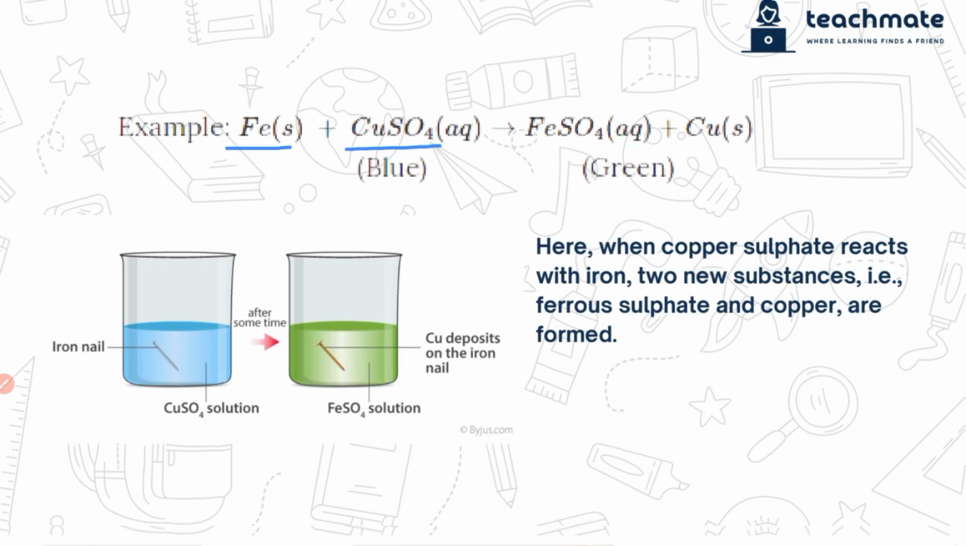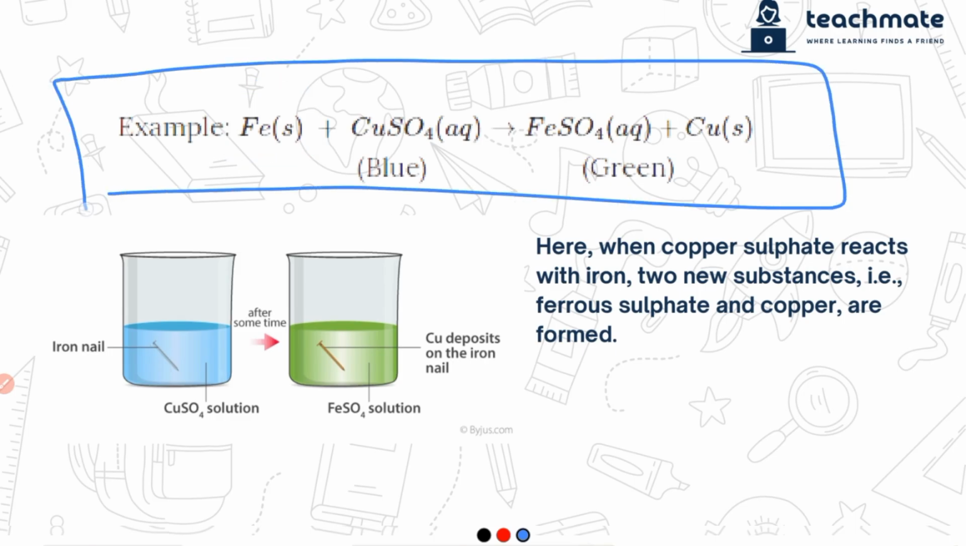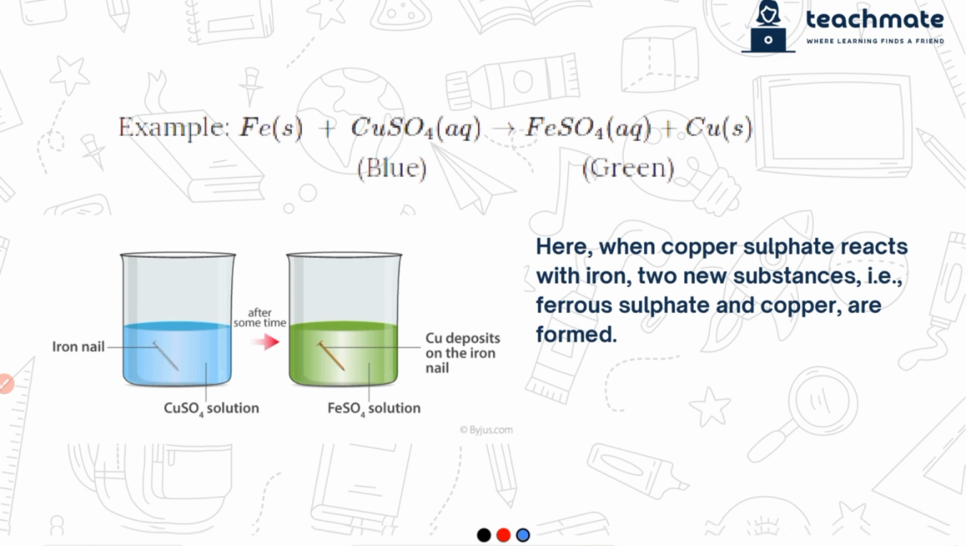This is very easy, and this is an important example. This same example is asked repeatedly in the exam. Fe plus CuSO4 gives FeSO4 plus Cu. You just have to understand that the iron from the iron nail is mixing with the sulfate solution, and the copper from the sulfate solution is depositing on this iron nail. Only this is happening there. What type of reaction this is, we will learn in the coming lectures.